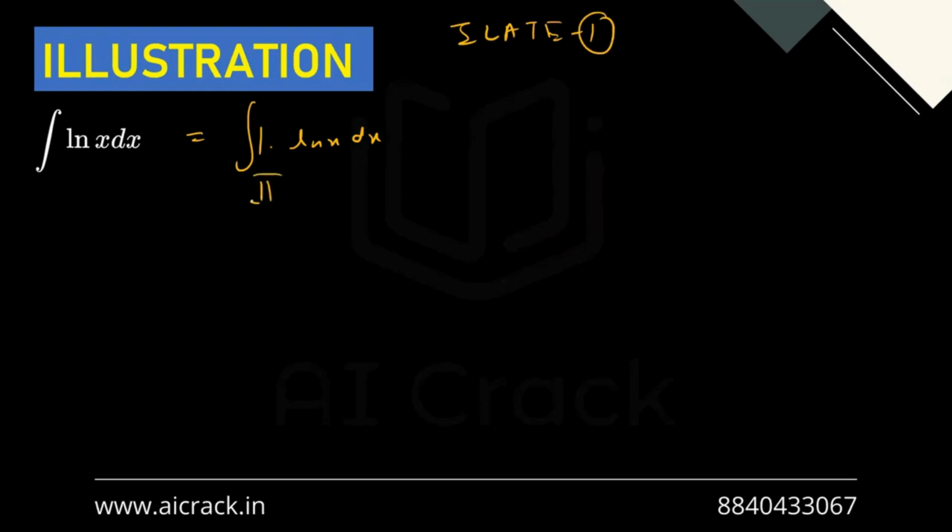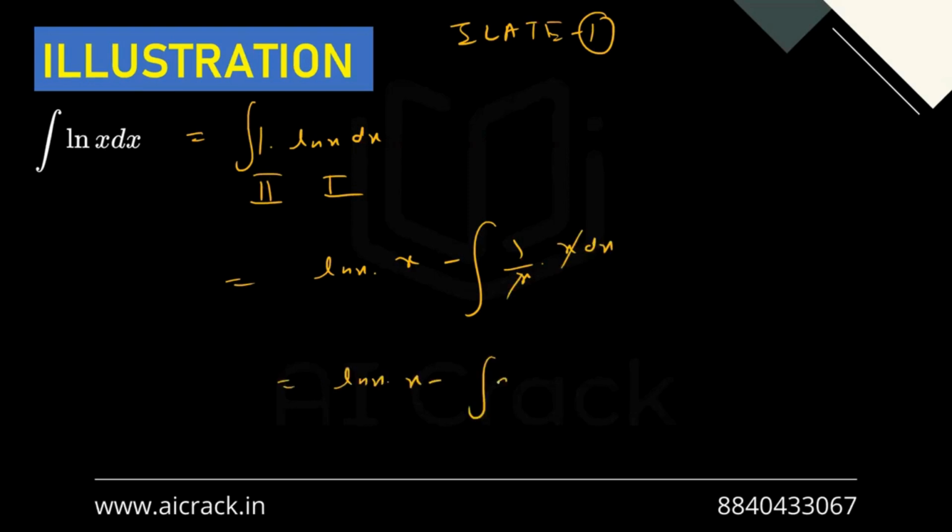So that can be taken as the second function and this is the first function. So our formula is first function into integral of second, that is x, minus integral of derivative of first, that would be 1 by x, into integral of second, that would be x dx. So this gets cancelled out. So what we have got is ln x dot x minus the integral of dx, that is nothing but x only. So plus c. This is our answer.